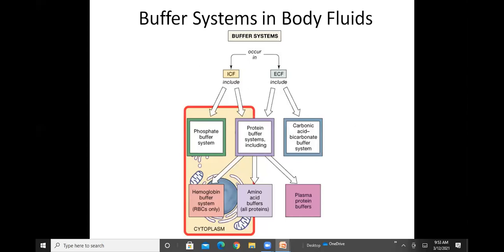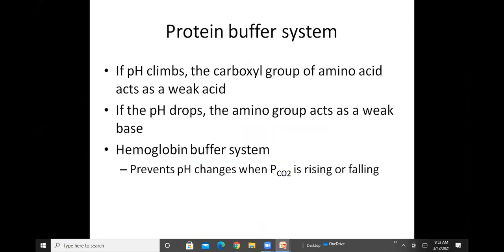They're also able to carry out buffering in the body. So the protein buffer system, if pH climbs, that means if the pH increases, then tending towards basicity, the carboxyl group of amino acid will act as a weak acid and donate some of its proton so that it will bring down the pH.